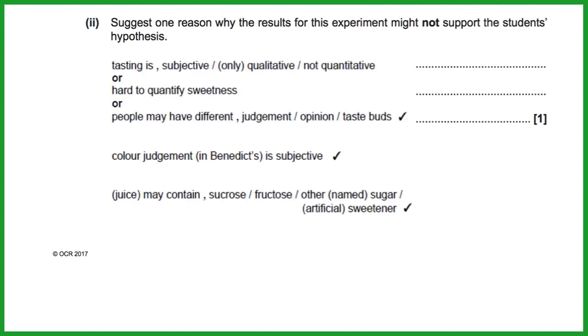So you could have said that tasting is subjective, it only gives you a qualitative judgment, not a quantitative. It's hard to quantify sweetness, different people have different judgments, opinions or taste buds. That the colour judgment when you do the Benedict's test is again subjective, so this is when you're calculating the glucose concentration without using the colorimeter. And then additionally, the fruit juice may contain sucrose or fructose, or possibly an artificial sweetener which may affect the sweetness, but the glucose concentration may be lower.